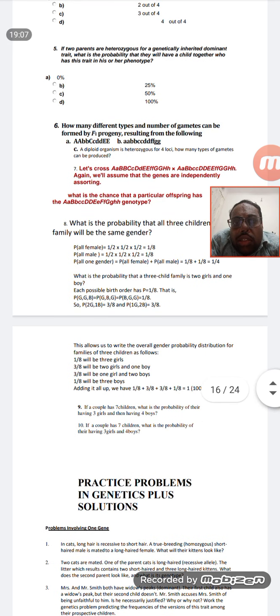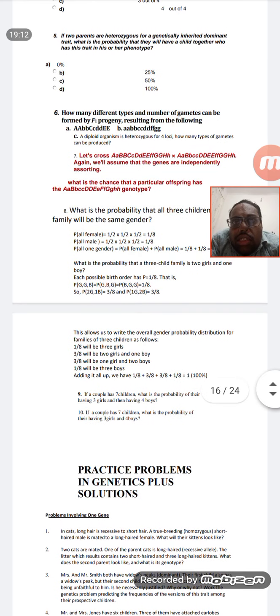That is question number 7. Question number 7. You see there, let us cross capital A, small a, capital B, capital C, small c, capital D, small e.